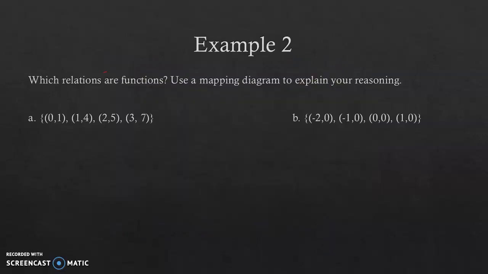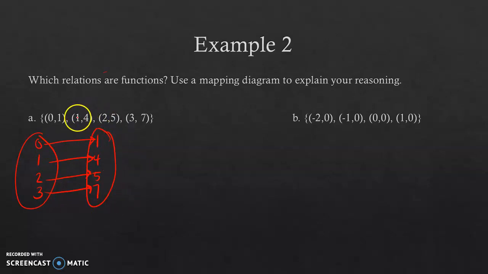All right, so moving to our next example, which relations are functions? Use a mapping diagram to explain your reasoning. So what it's wanting us to do is to first map it out. So my x values are 0, 1, 2, and 3. And my y values are 1, 4, 5, and 7. And then I'm going to go from 0 to 1, and from 1 to 4, 2 to 5, and 3 to 7. And of course that one's a boring mapping. I don't have to go any diagonals or anything.